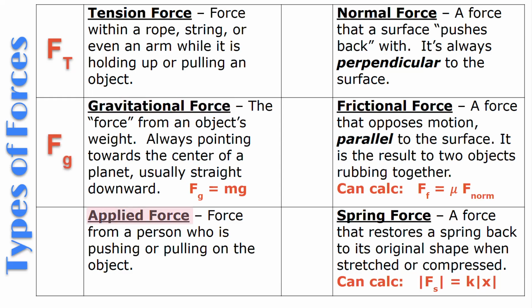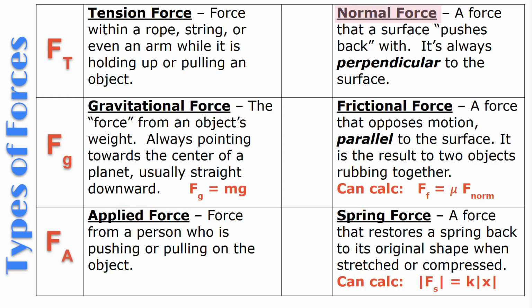Most of the time, guys, we're dealing with things on Earth, so Fg is due to Earth's gravitational field. Gravitational force is the force from an object's weight. It always points toward the center of the planet, which is going to be straight down. Applied force is a force from a person who is pushing or pulling an object, or a dog or a machine, whatever. If you have a scenario where there is a force being applied from an external person, we would call that applied force, and we would say it's F sub A.